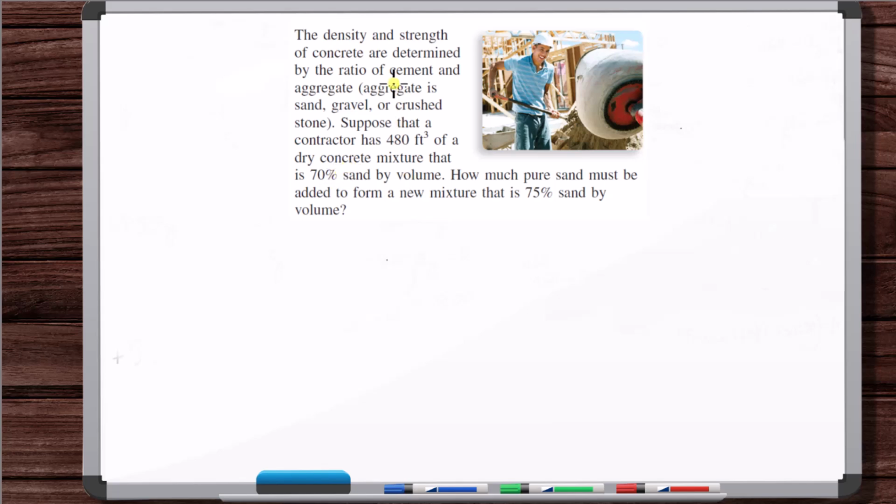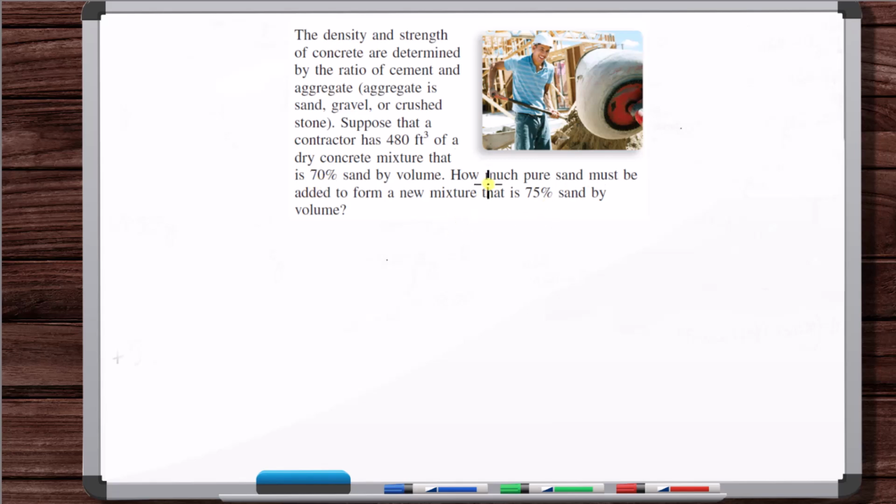Okay, so you just got to read the problem. It's hard because I'm not a contractor, right? I don't understand concrete, so you just have to turn your brain on and read the problem. It's hard because now we have to do algebra too, right? But you should understand what they just meant here. How much pure sand must be added to form a new mixture that is 75% sand by volume? So we're going to add pure sand because we want to increase the percentage from 70% to 75%.